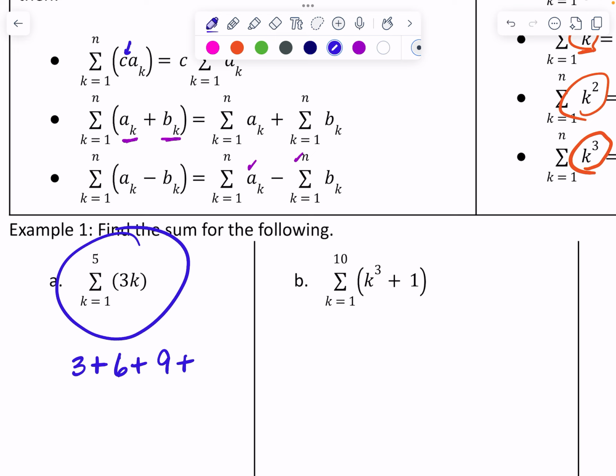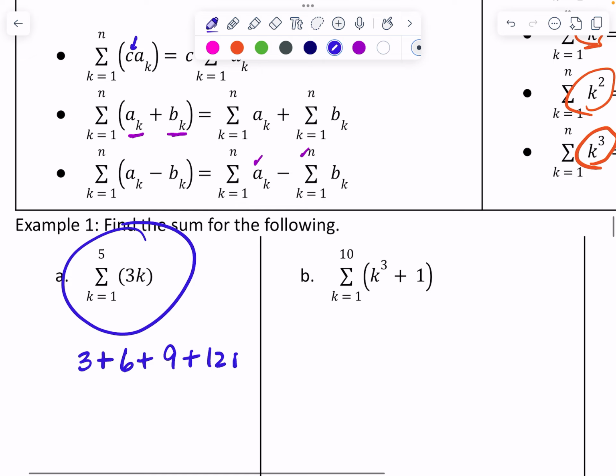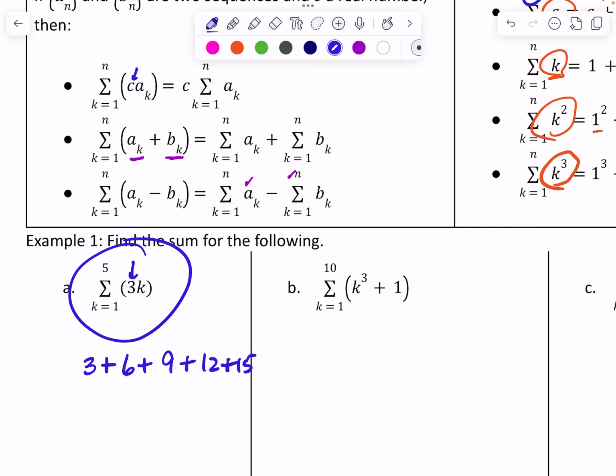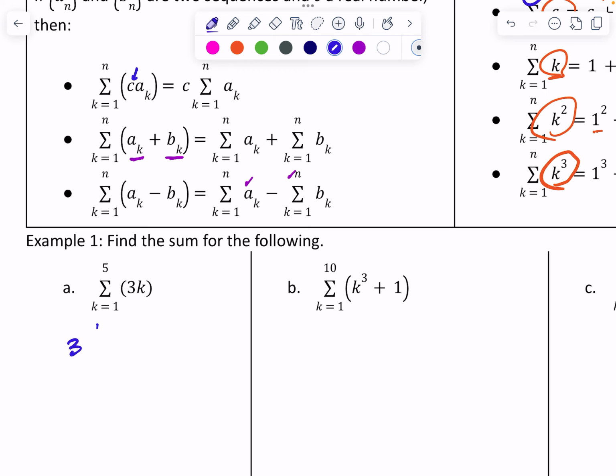Because it's only 5, I'm going to write them all down. 12 plus 15. So literally they're asking me to add these 5 terms. But notice this is the one that matches up with the C, the C in the sequence. So the 3 can be pulled out instead of multiplying every term by 3. I could say, hey, 3 times 1 plus 2 plus 3 plus 4 plus 5. And that's the idea.